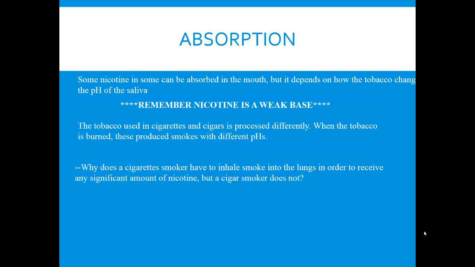So again, you burn cigarette tobacco, that produces an acidic smoke. The acidic smoke lowers the pH of the saliva in the mouth. Because the pH of the saliva in the mouth has been lowered, that means that nicotine, which is a weak base, is going to ionize, which means you're going to get little to no absorption through the membranes of the mouth. So the smoker has to inhale the smoke in the lungs to get any significant amount of nicotine.